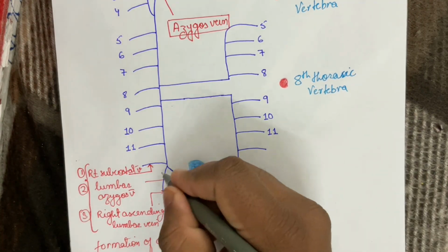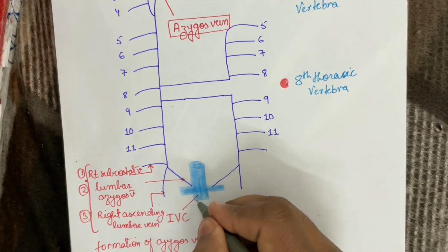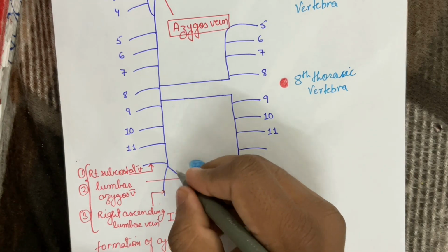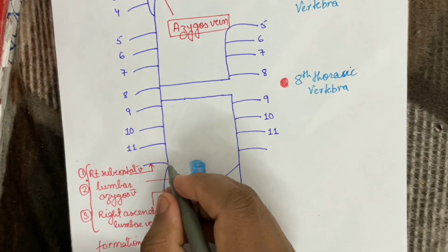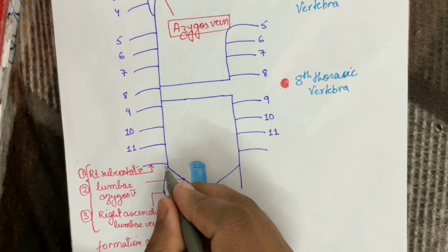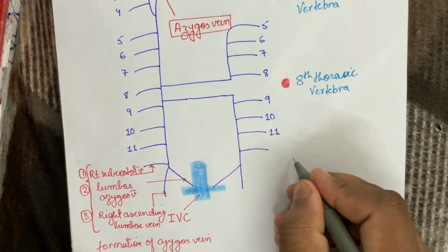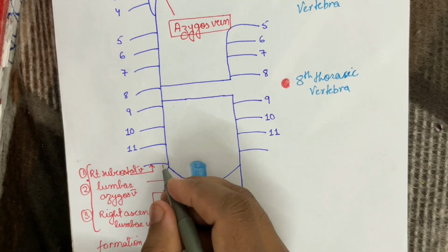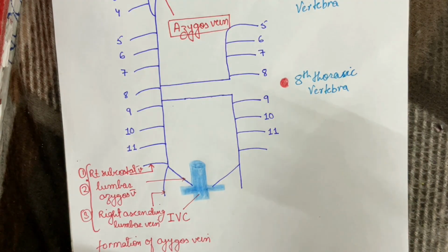The azygos vein ascends up and the lumbar azygos vein descends down to attach with the inferior vena cava. The azygos vein ascends up and enters the thoracic wall by piercing through the diaphragm at the level of T12. At the level of the T12 thoracic vertebra, it pierces the diaphragm through the aortic opening to ascend into the thorax.